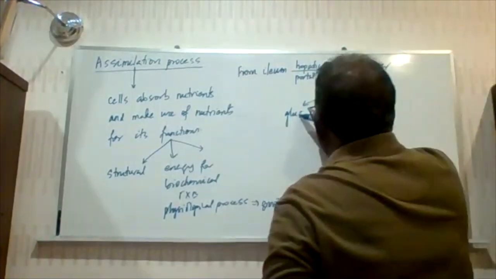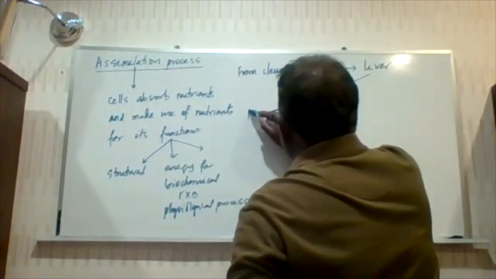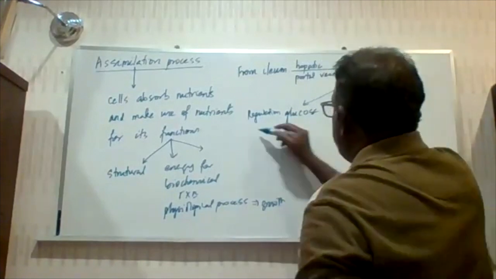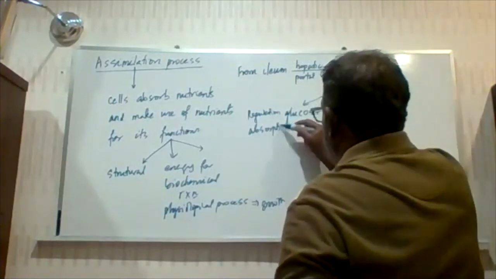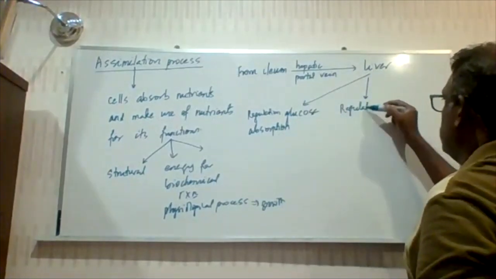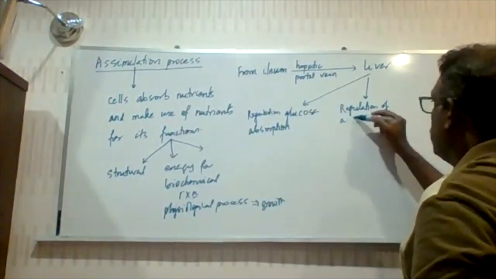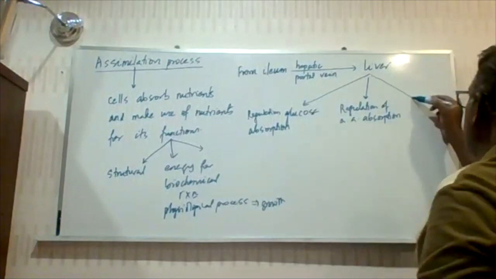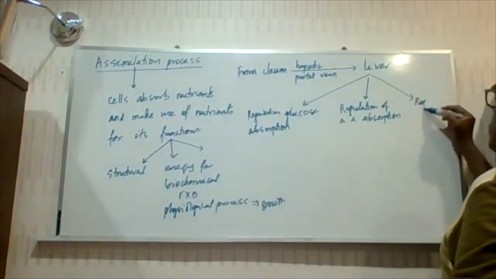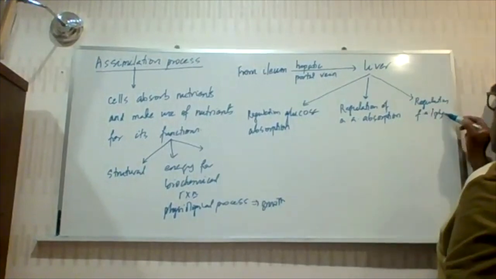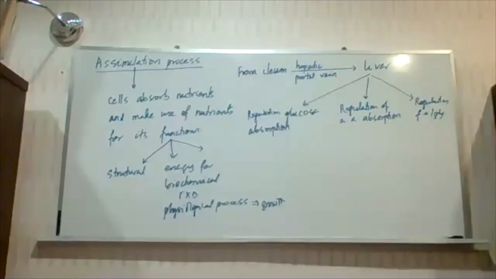Number one, regulation of glucose absorption. I just put in short form. Another one is regulation of amino acid absorption, the amino acid that is absorbed. And then regulation of fatty acids and glycerol. So what does the liver do with this? That is assimilation in the liver.